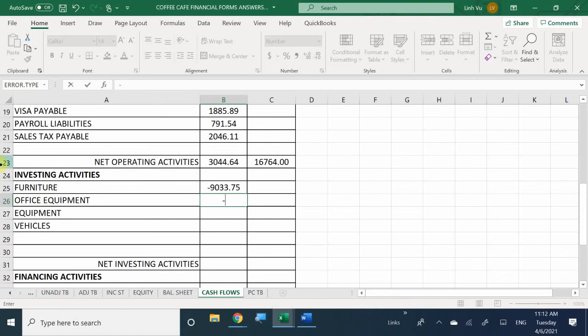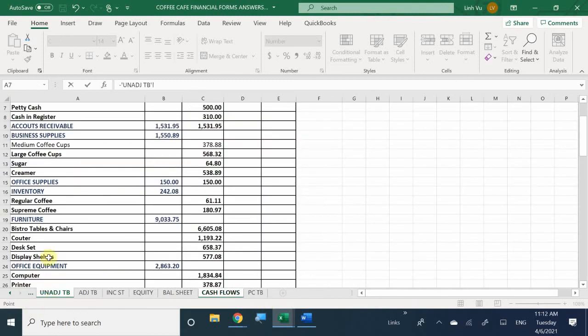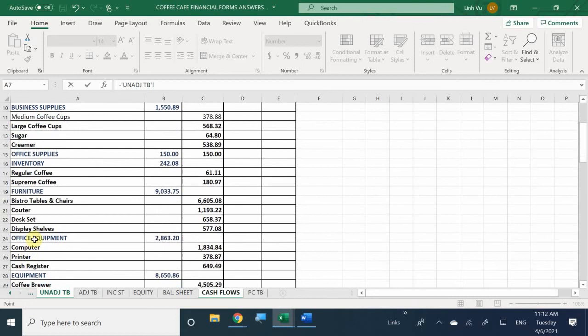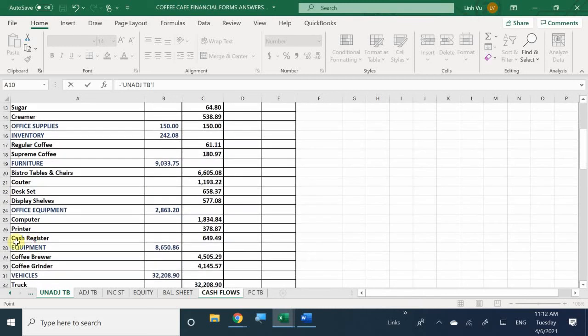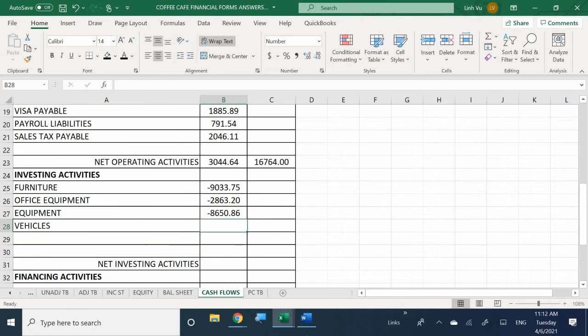Same thing with office equipment, right? We spent the money to purchase a total of $2,863 worth of office equipment. We've also spent a total of $8,650 worth of regular equipment, okay? And lastly, how much did we purchase the vehicle for?